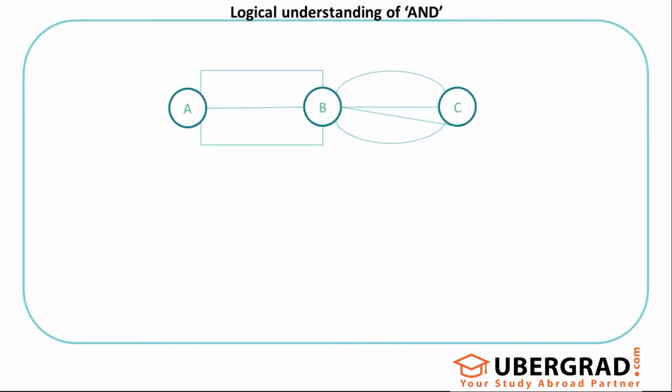So first let's understand the basic, logical understanding of the word AND. Let's assume that there are three towns: town A, town B and town C. To go from town A to town B, I have three roads. Let me call them road 1, road 2 and road 3. To go from town B to town C, I have four roads. Let me call them path 1, path 2, path 3 and path 4.